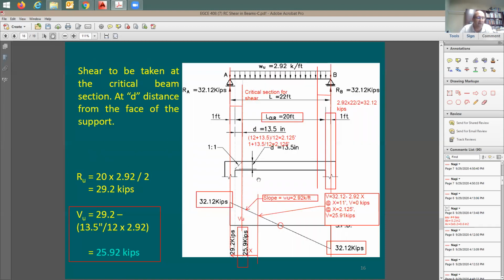But if you did not follow the code and use the shear demand at center or at the support reaction, this is not going to be good. Your beam is going to be bad in shear. Any questions?